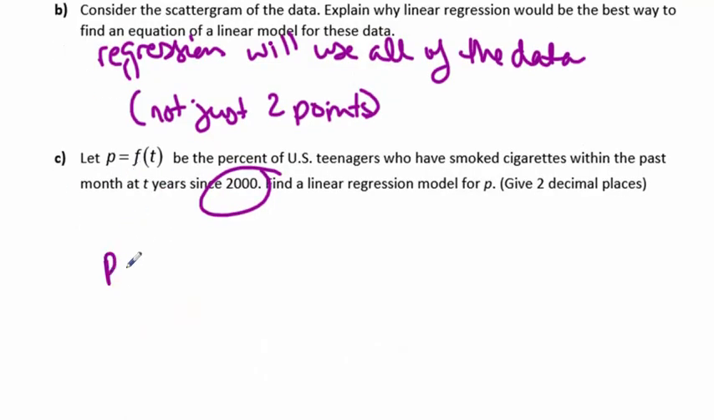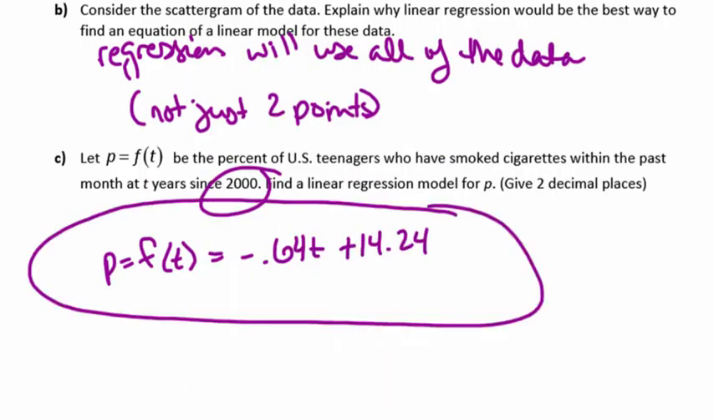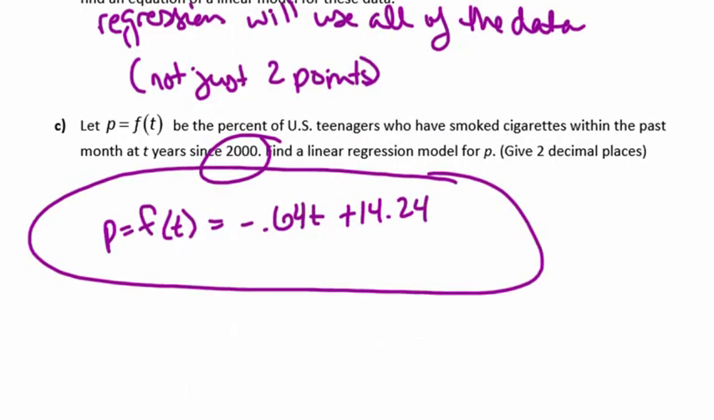So my regression equation is p equals f of t. And the equation was negative 0.64, I'm going to use 2 decimal places here, times t plus 14.24. Alright, let's look at the next page.